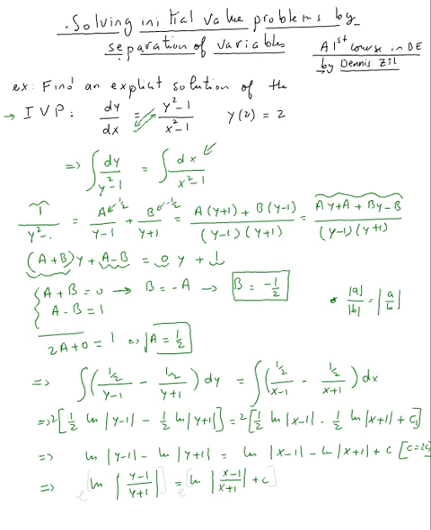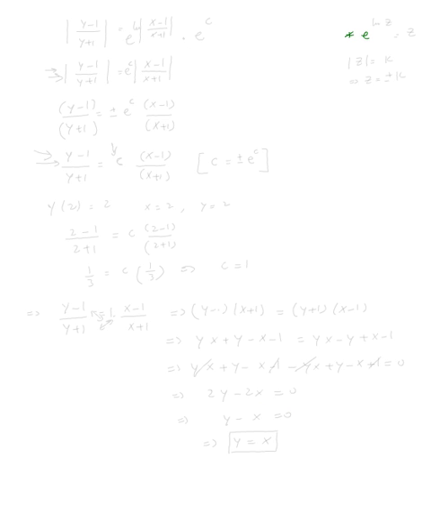Now remember we're looking for y, so what I'm going to do is take e to the left side equals e to the right side, e to all of that. Now if I do that, then I can use this property: e to the ln of z, some number, is going to be equal to z. So on the left side I'm going to get the absolute value of y minus 1 over y plus 1 is equal to the absolute value of x minus 1.